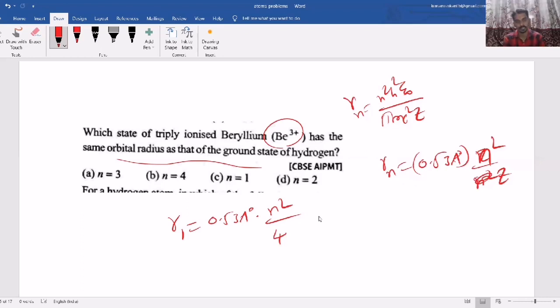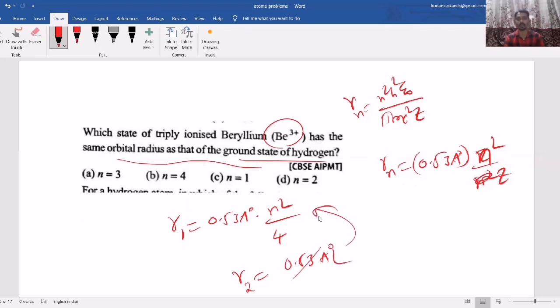Hydrogen, helium, lithium, beryllium. Now that is the same as R of another radius, that is the ground state of hydrogen. Ground state means n equal to 1. Hydrogen atom means Z equal to 1. So what will it become? 0.53 angstroms. So these two are both equal.